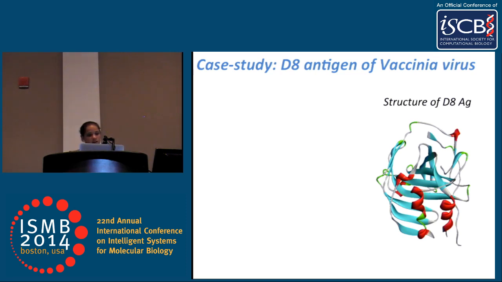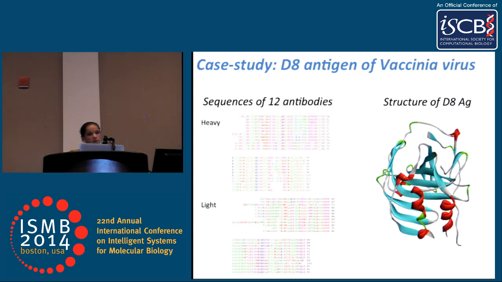D8 is a protein on the vaccinia virus surface. You can see its structure here. It was suggested to play a key role in the efficiency of the vaccine. However, no epitopes were known on this protein before we started our study. We received from our collaborators a set of 12 antibody sequences, all of them binding D8, and we were asked to predict the epitope of these antibodies over the D8 surface.